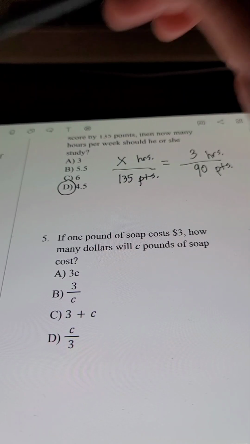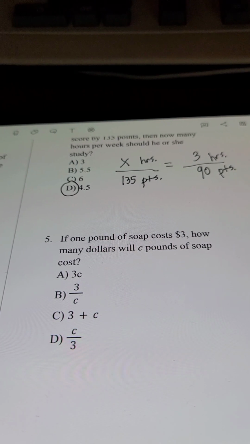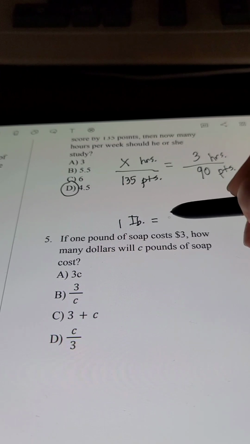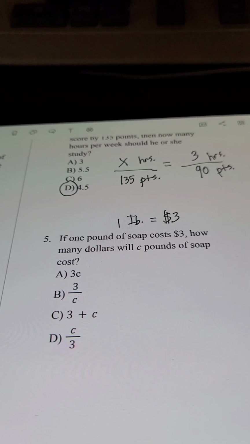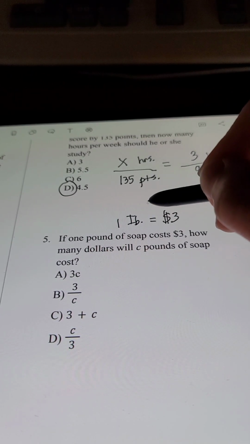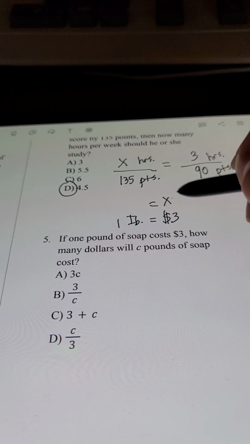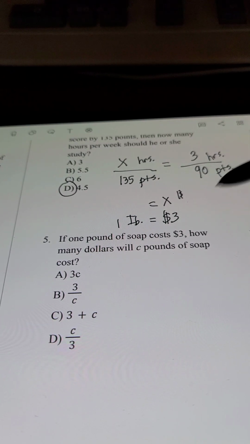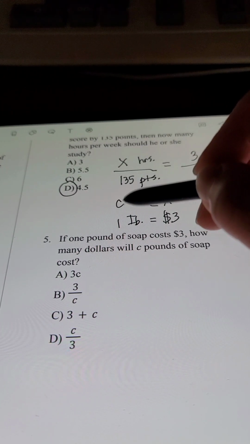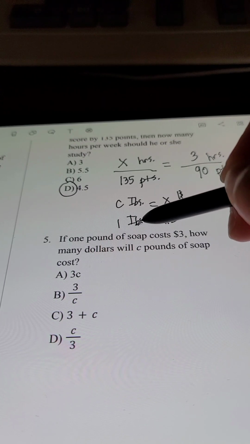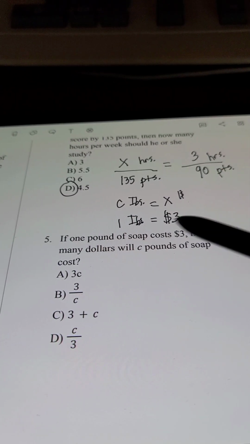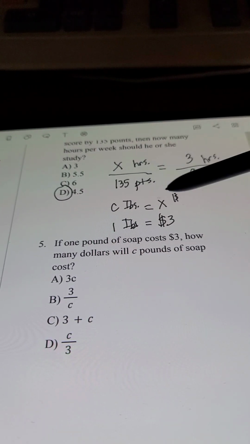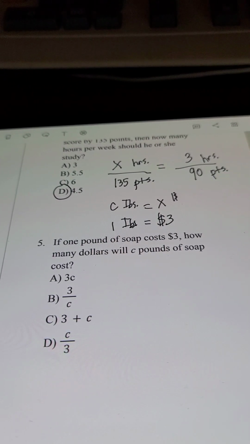Okay, pause to read number 5 if you haven't already. So let's talk about our relationships here. We have 1 pound of soap equals a cost of $3, and we want to know how many X amount of dollars. I'll just put a dollar sign there so I know it's in dollars. How many dollars will C pounds, I know that doesn't really need an S, it's just like an OCD thing, okay, so we're going to ignore that, is equal to C pounds of soap.